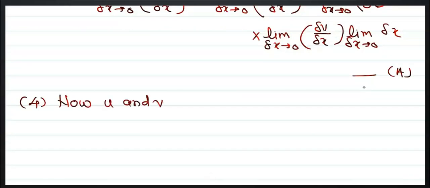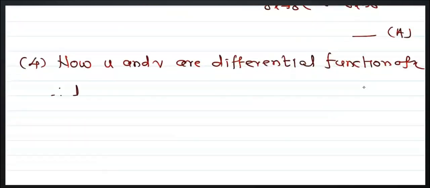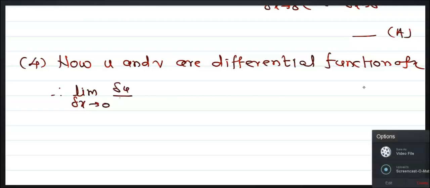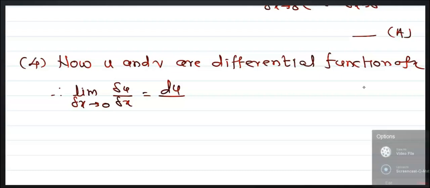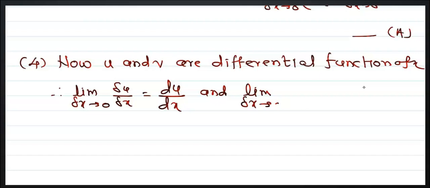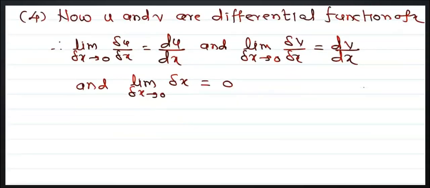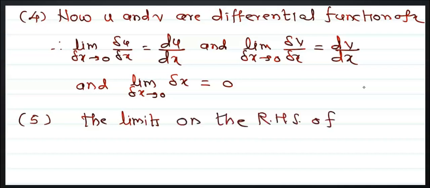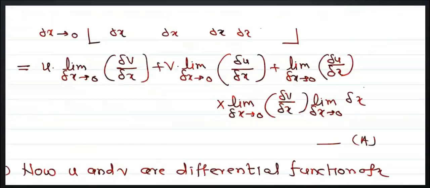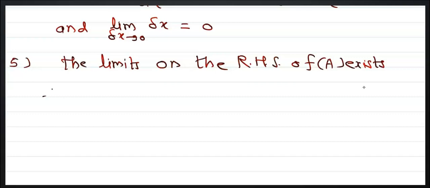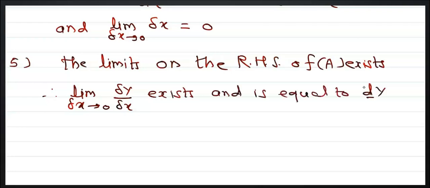As u and v are differentiable functions of x, therefore as delta x tends to 0, the limit exists. Limit delta x tends to 0, delta u by delta x is equal to du by dx, and limit delta x tends to 0, delta v by delta x is equal to dv by dx. If the limits on the RHS exist, therefore the limit on the LHS also exists, and that is equal to dy by dx.